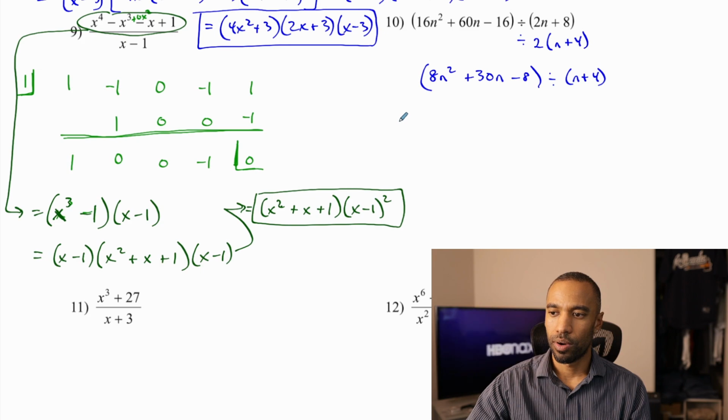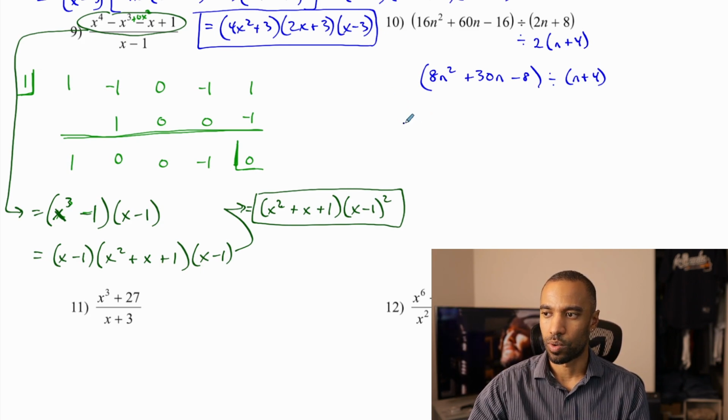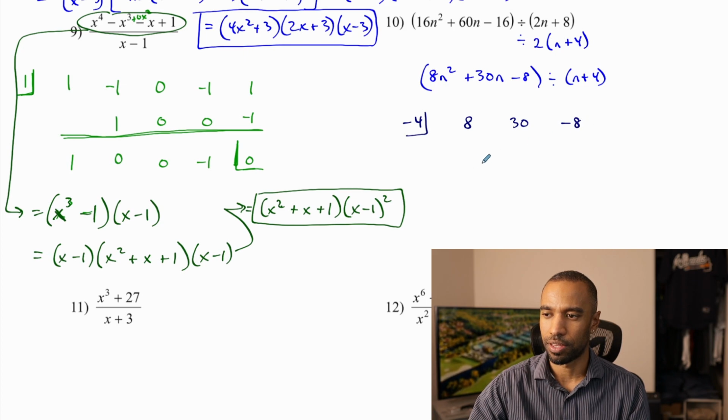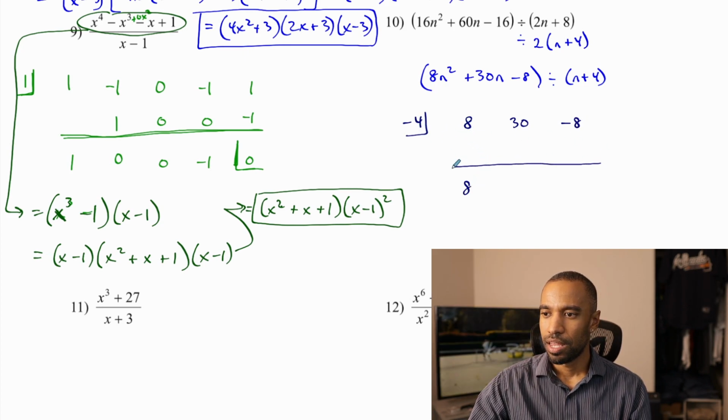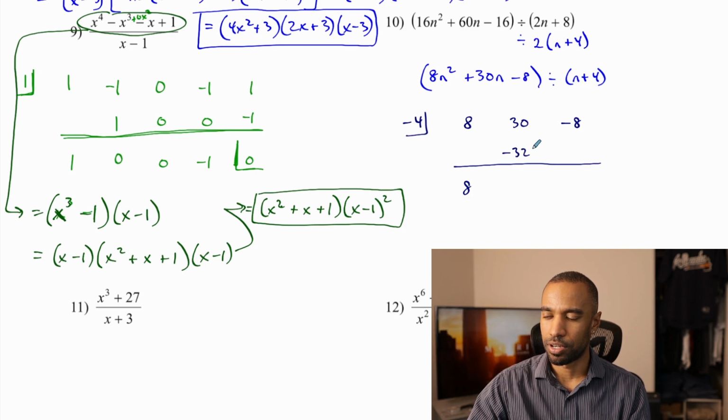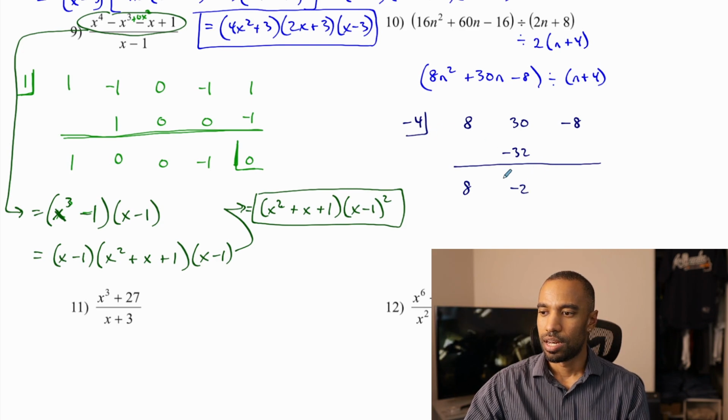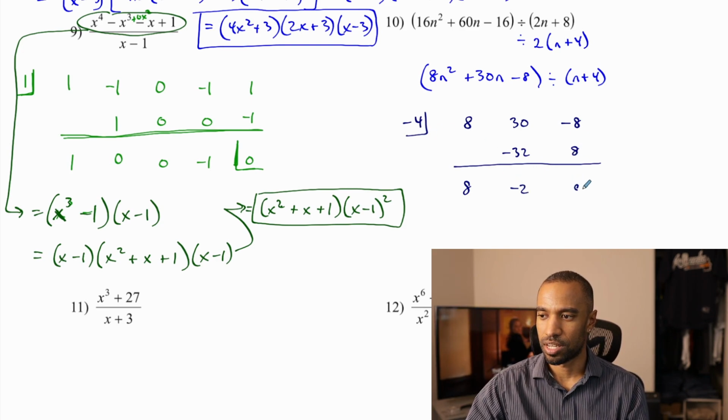Okay, so now we're going to work synthetic division with this right here. So negative 4 is going to be the root, or the 0 there, where we line up an 8 for n squared, a 30 for the n, and a negative 8 for the constant. And let's go to work. Bring the 8 down here. Negative 4 times 8 is negative 32. 30 plus negative 32 is negative 2. Negative 4 times negative 2 is 8. Negative 8 plus 8 is 0, as expected. That is the remainder, of course.